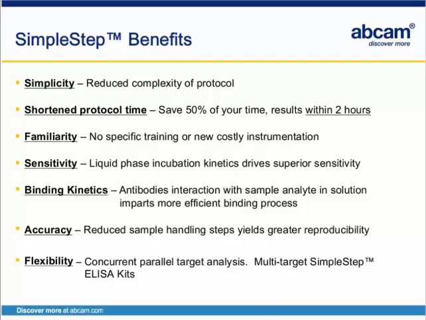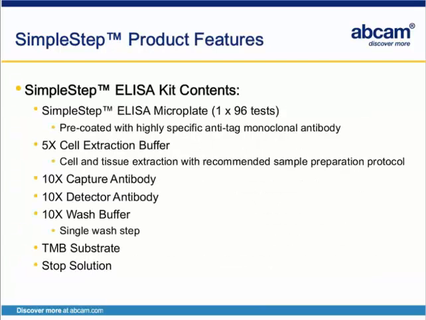And finally, the SimpleStep ELISA technology allows for concurrent parallel target analysis in a single microplate. The next section of this webinar will discuss Abcam's multi-target SimpleStep ELISA kits. Every SimpleStep ELISA kit from Abcam will contain the following reagents for use in your research. A SimpleStep ELISA microplate capable of performing 96 tests.